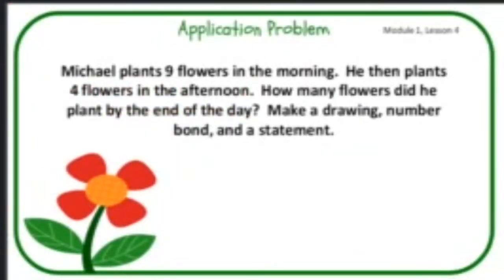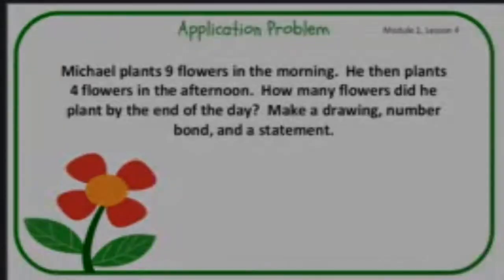Alright, here is our application problem. It says, Michael plants 9 flowers in the morning. He then plants 4 flowers in the afternoon. How many flowers did he plant by the end of the day? Make a drawing, number bond, and a statement. So quickly, let's draw.